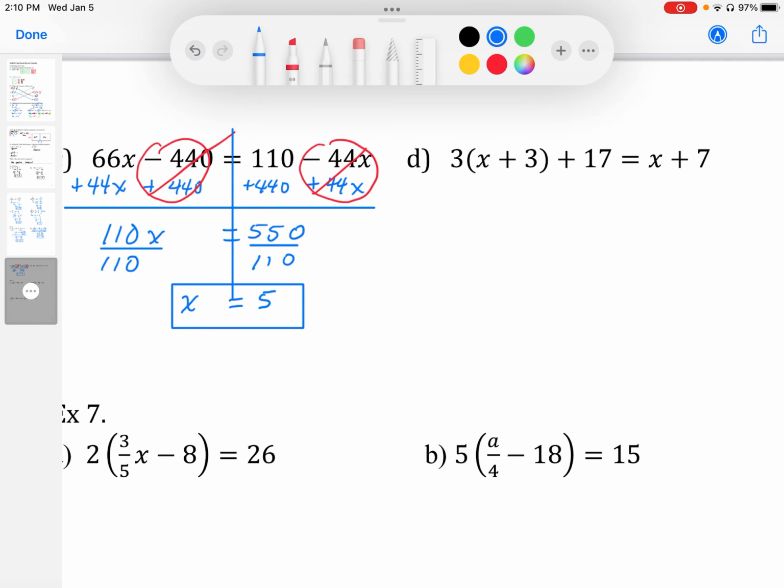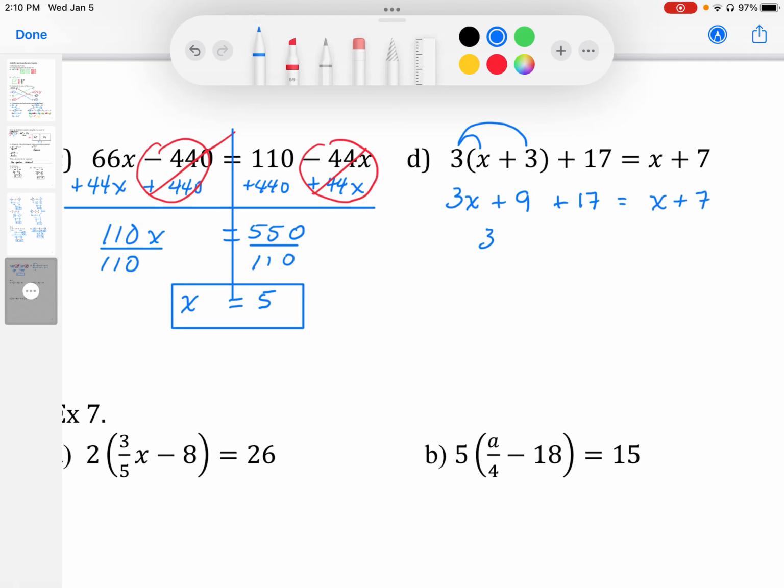In D, it's good to combine like terms. So to do that, we really need to get rid of the groupings or the brackets. So I'm going to get rid of the brackets by distributing out the brackets. So I end up with 3x's plus 3 groups of 3 ones is plus 9, plus 17 is equal to x plus 7.